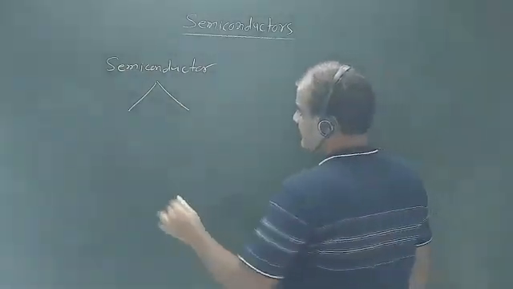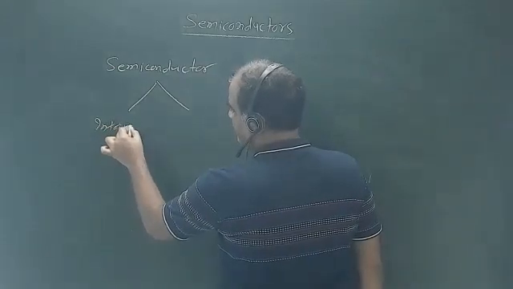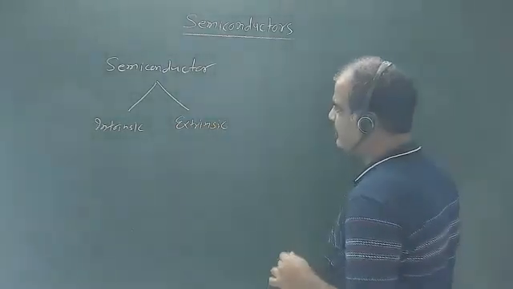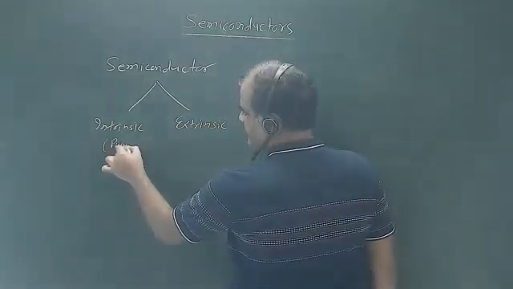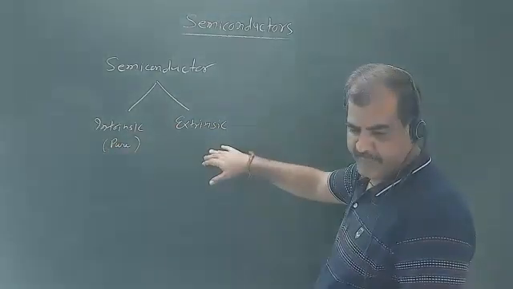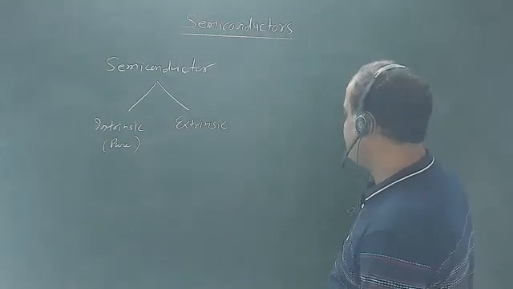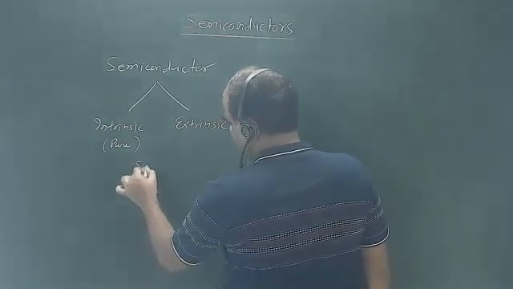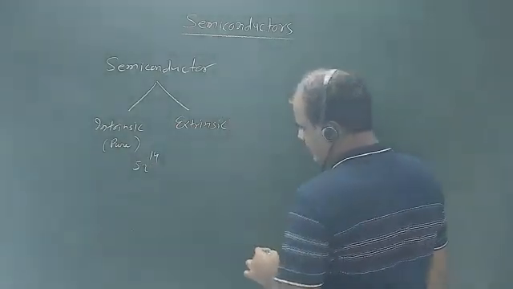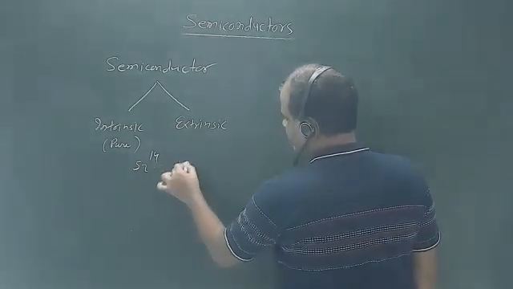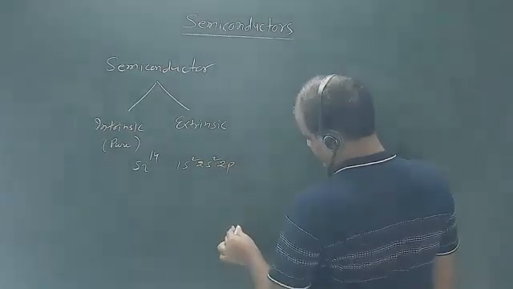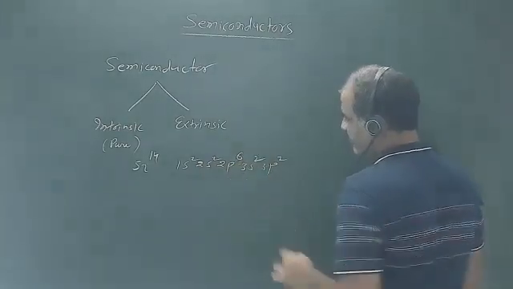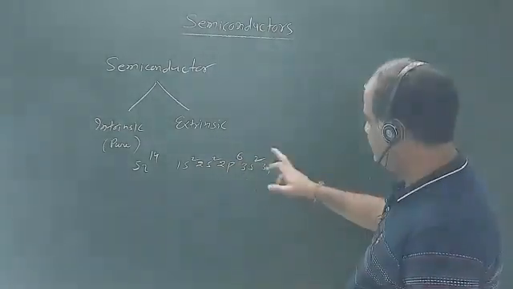A semiconductor is either intrinsic or extrinsic. In pure form, they are called intrinsic semiconductors. When you add some impurity, the semiconductors are called extrinsic semiconductors. For example, if I take silicon, the atomic number is 14. So the electron configuration is 1s2, 2s2, 2p6, 3s2, 3p2. So there are 4 valence electrons in the atom of silicon.